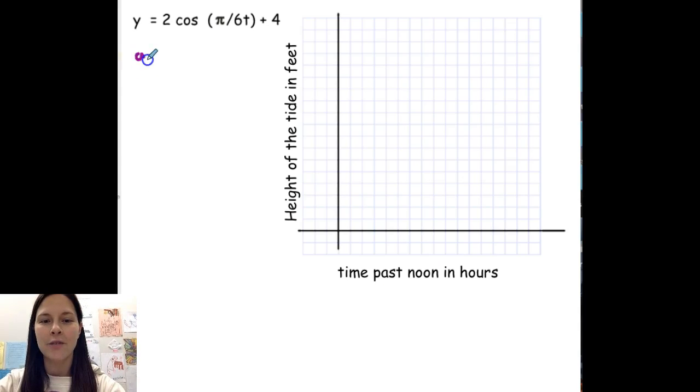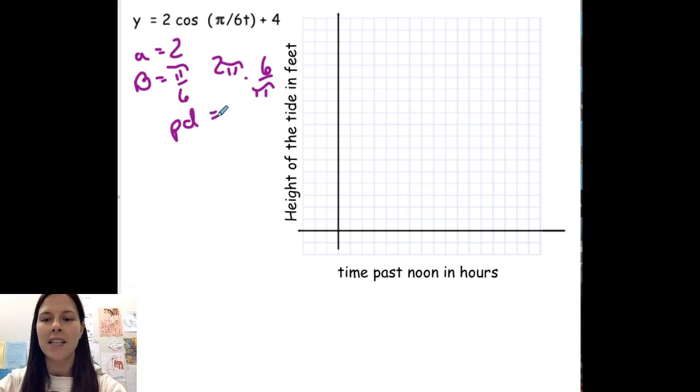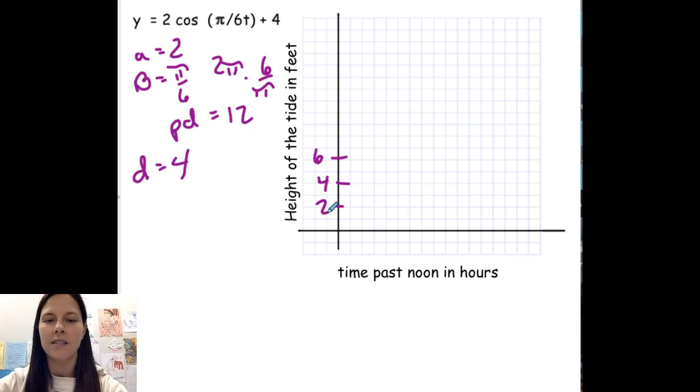Identifying that essential information, A is 2, that's the amplitude of our function. B is pi over 6, which means the period is 2 pi divided by pi over 6, or times the reciprocal. So our period, the pi is canceled, 2 times 6 is 12. D is plus 4, which means that's our principal axis, and we have no horizontal shift. There's no C value. Scaling our y-axis, I'll go by ones. The height of our function is 2, so we'll go 2 up and 2 down from that principal axis.